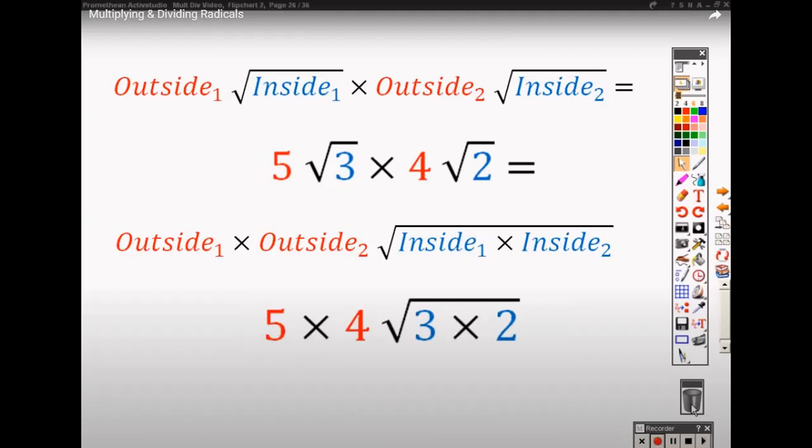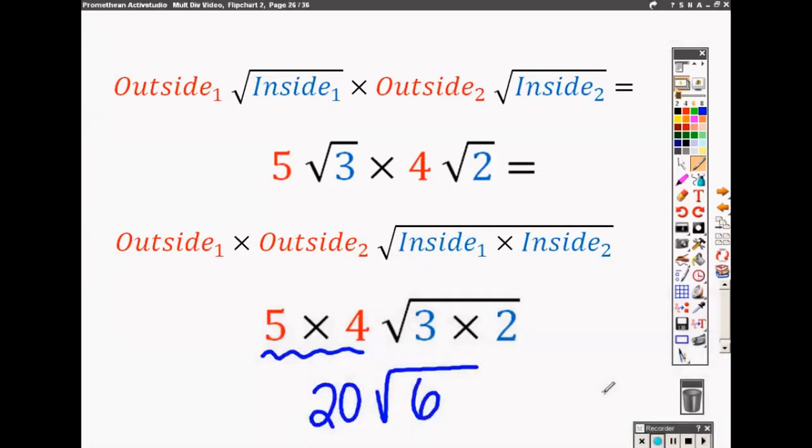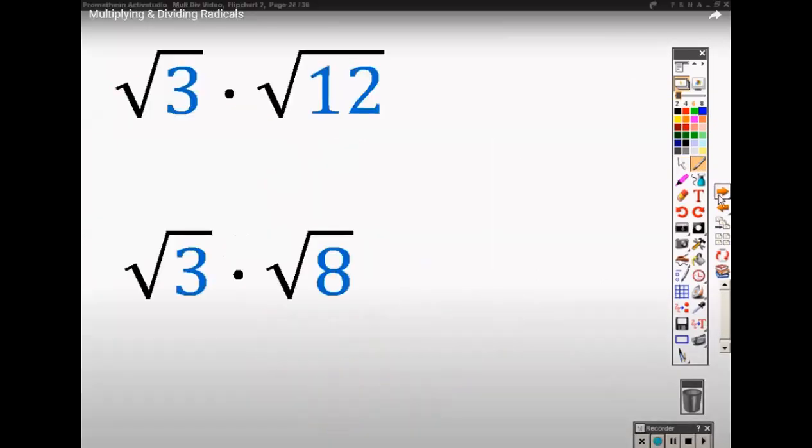So we are going to combine the outside numbers together, 5 times 4, and then under the radical sign we have 3 times 2. Then you will simplify now. 5 times 4 is equal to 20. And then under the radical sign, 3 times 2 is equal to 6. We can't simplify 6 more, so we will keep it the same.